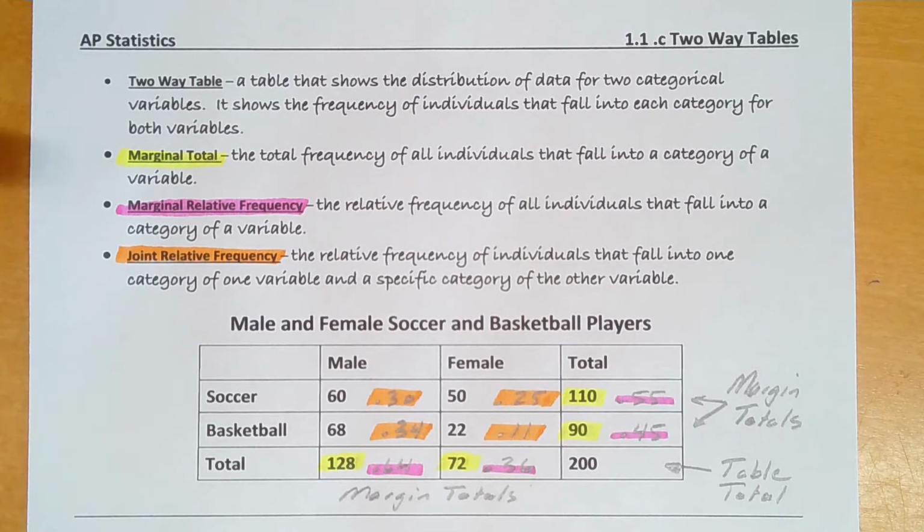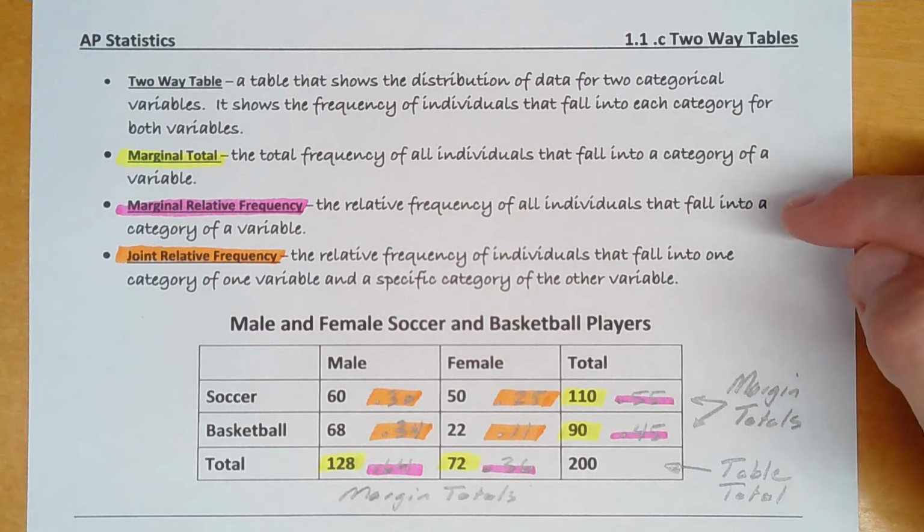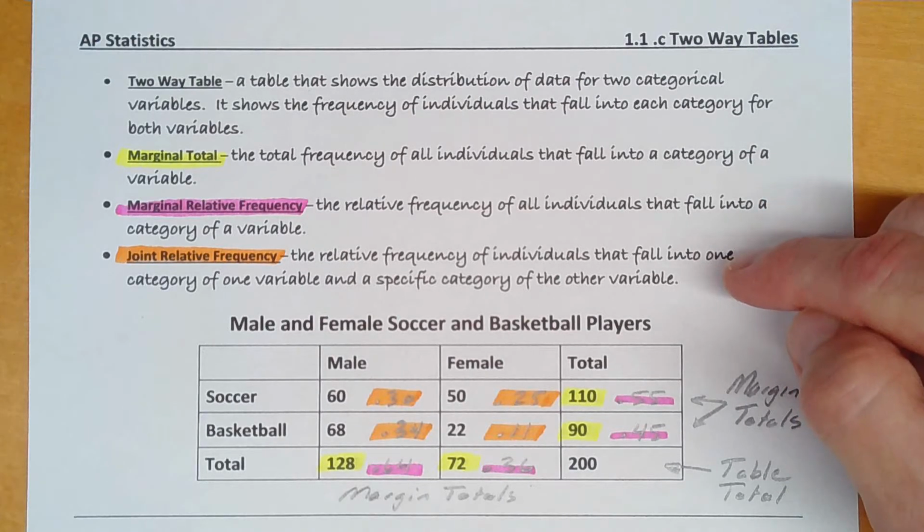Let's talk about this other vocabulary. You can see I highlighted it, and it's going to correspond down here to our example. A marginal total is the total frequency of all individuals that fall into a category of a variable. A marginal relative frequency is the relative frequency of all individuals that fall into a category of a variable. And joint relative frequency is the relative frequency of individuals that fall into one category of one variable and a specific category for the other variable.